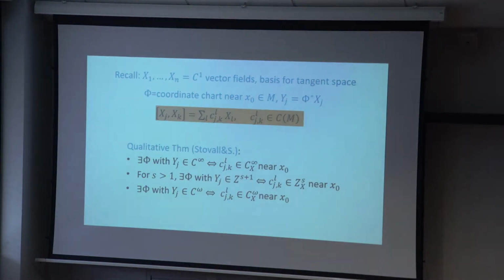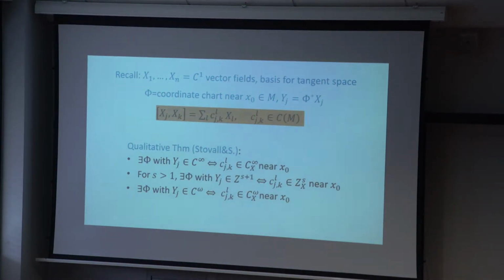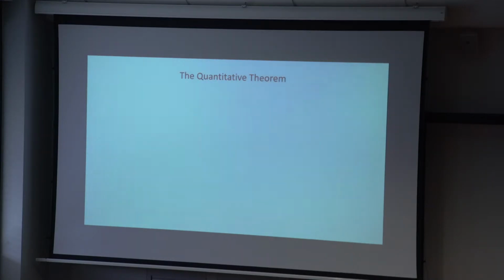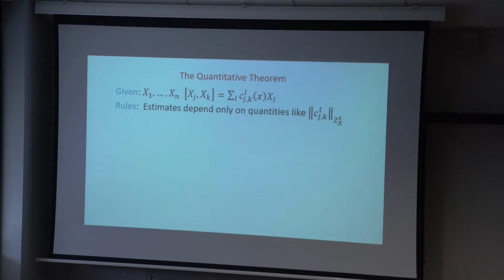Okay, but our goal was the quantitative kind of result, so let's go quantitative now, the quantitative theorem. And again, we're given these X's, X1 through Xn, and the commutator of Xj with Xk is a linear combination of the X's. And what we want, it's going to be a quantitative theorem, so there are going to be estimates. And we want the estimates to be diffeomorphically invariant. We want the estimates to only depend on things like the Zygmund norms of the c's.